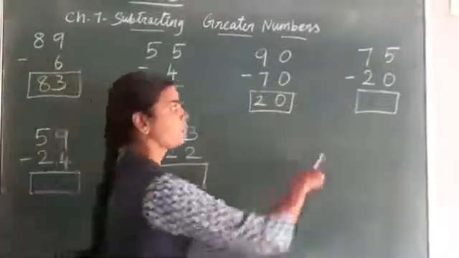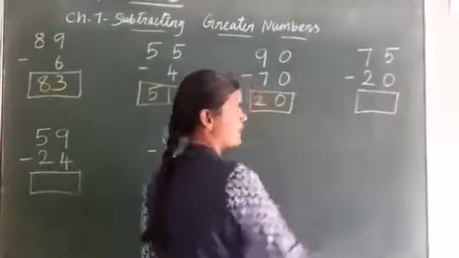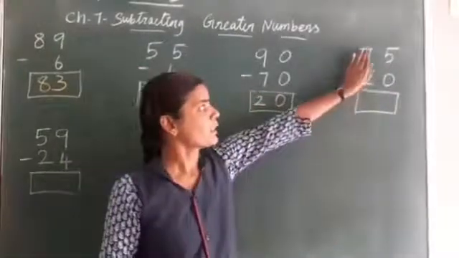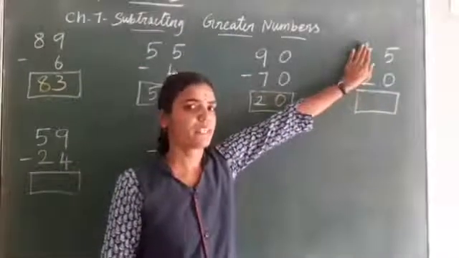Next sum. First the ones place, 5 minus 0, which is 5.